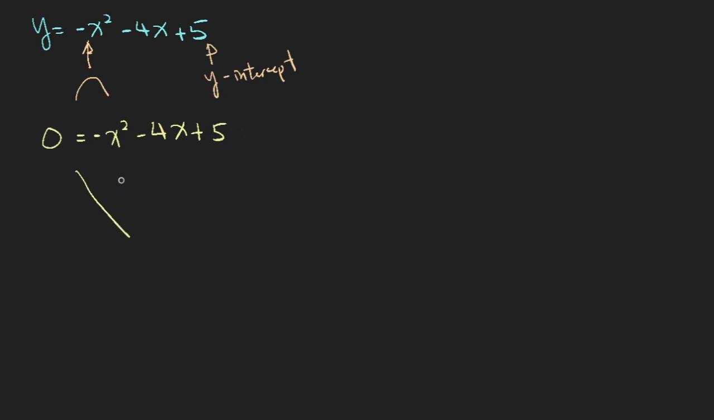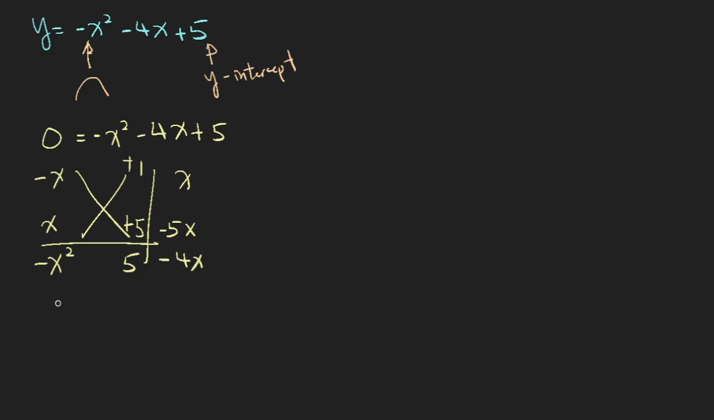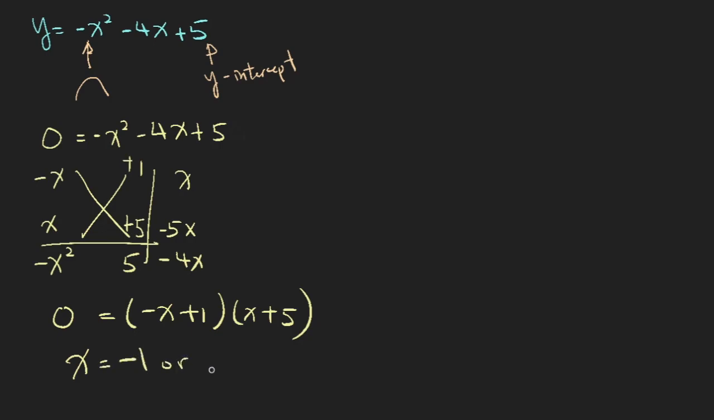And solving this will get you this. 0 equals minus x plus 1, x plus 5, and x is simply equal to 1 or minus 5. So let's go ahead and plot our graph.